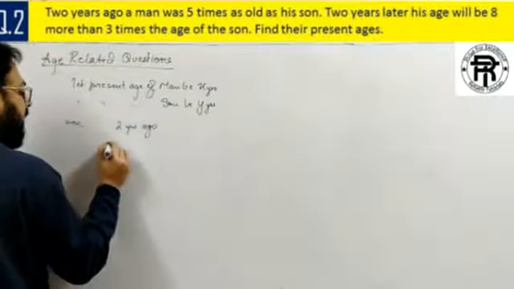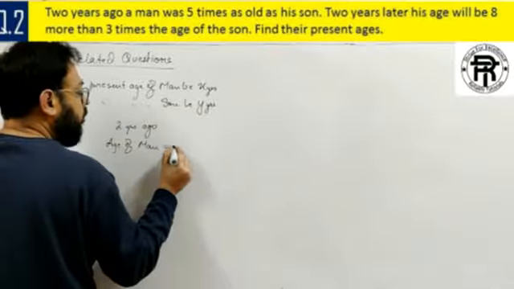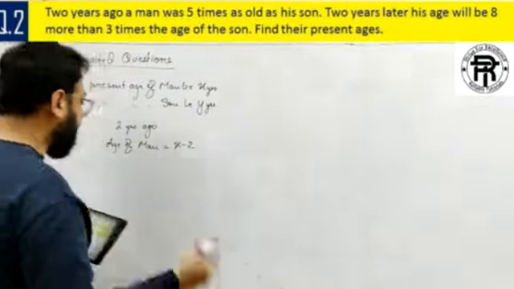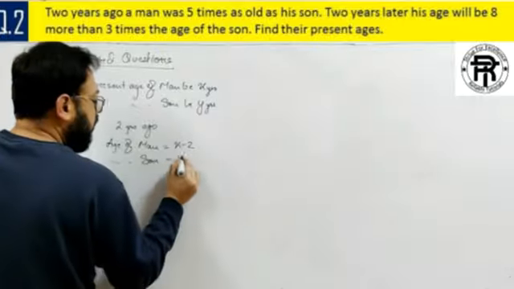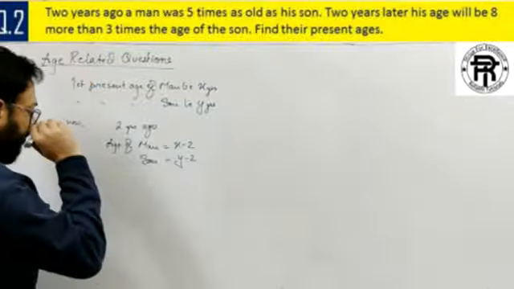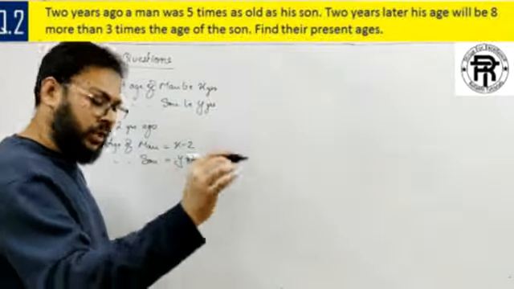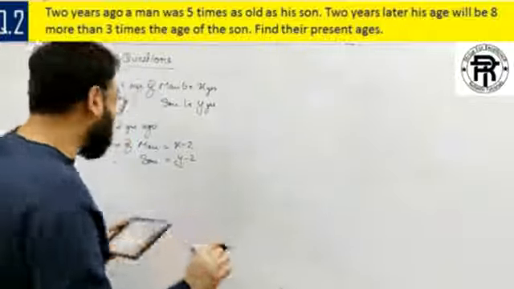2 years ago, age of man. What was the age of man 2 years ago? X minus 2. Present age में से 2 साल कम कर देंगे, simple है. And what will be the age of son? Age of son is equals to y minus 2. उसमें से भी कम कर देंगे. And then the relationship between the ages of them 2 years ago. 2 years ago, man was 5 times as old as his son.